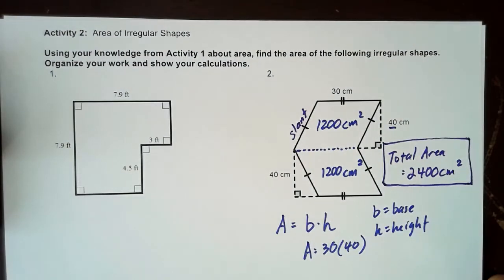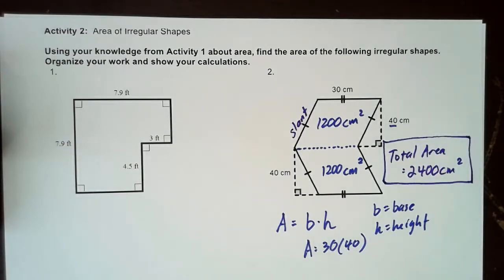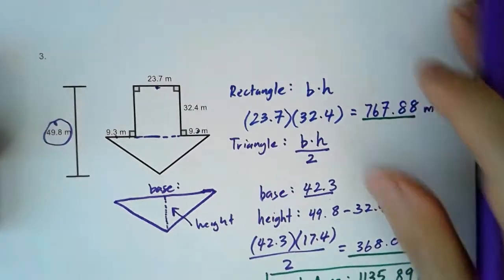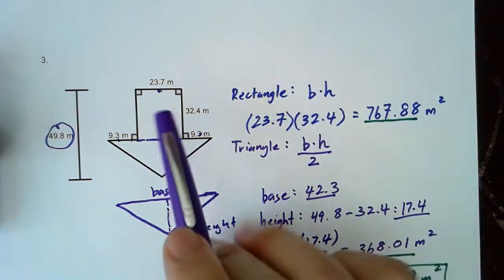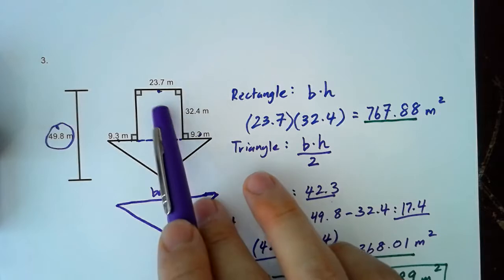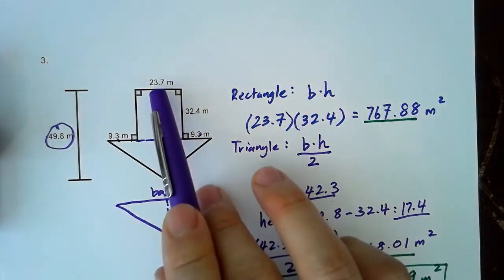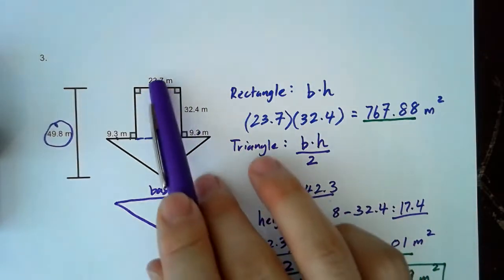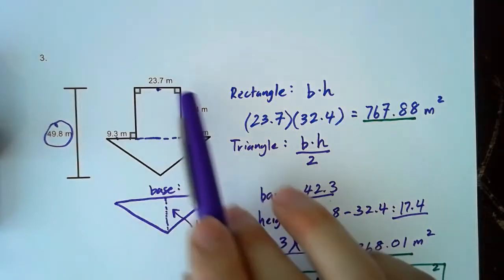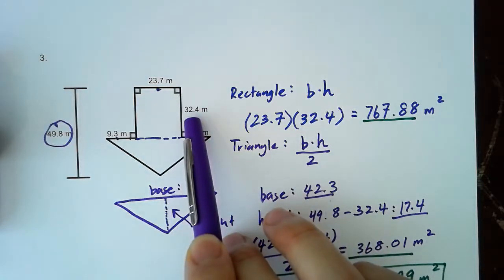Okay. The next question, number 3, is going to be somewhat complicated, so just try to pay attention and see what I did here. Okay, so we know that this arrow, that looks like it's pointing down, really is a combination of a rectangle and a triangle. To me, calculating the area of the rectangle is decently easy because the dimensions are given right away. So you know that it's base times height, which is 23.7 times 32.4.